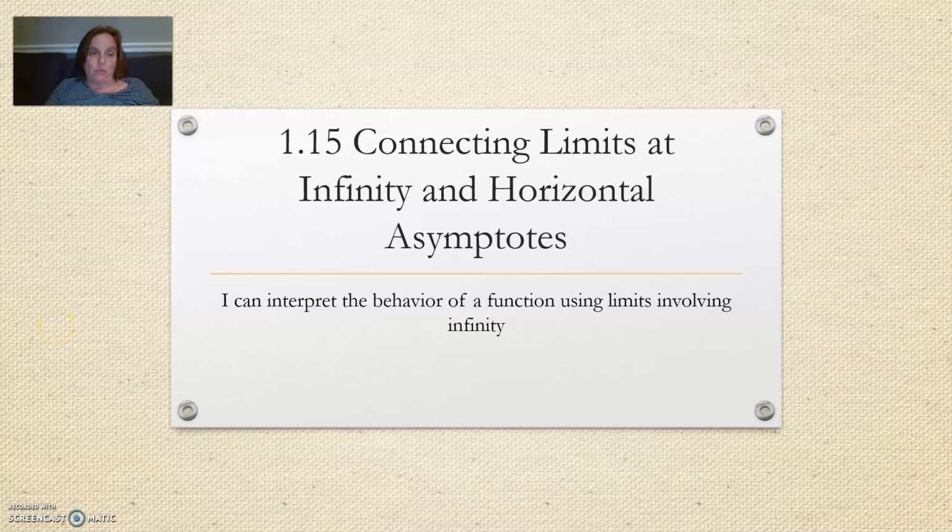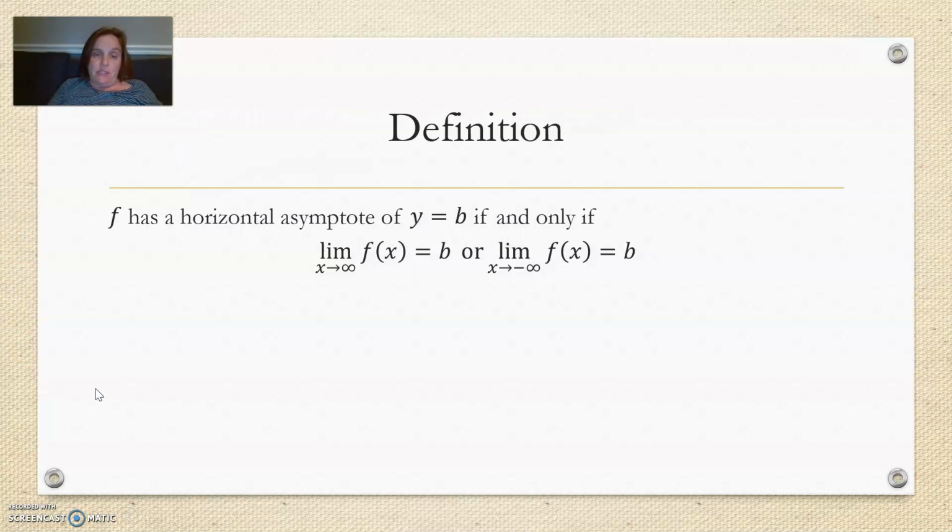This section is about horizontal asymptotes and what that definition is, as well as how you find horizontal asymptotes. The first part is the definition. A horizontal asymptote would be a y = equation because it's a horizontal line. Another way of talking about a horizontal asymptote is the end behavior.